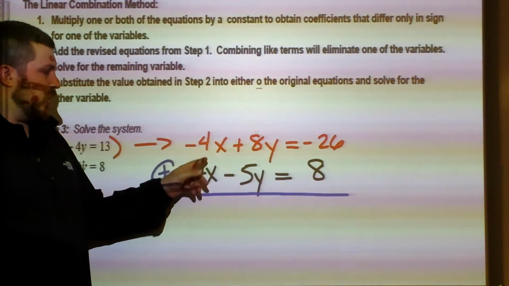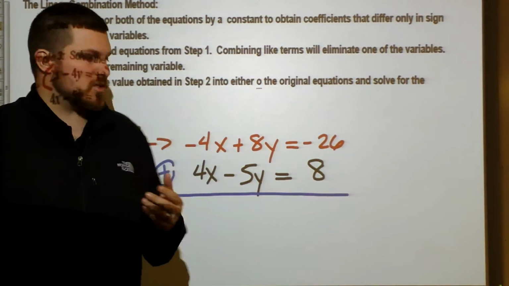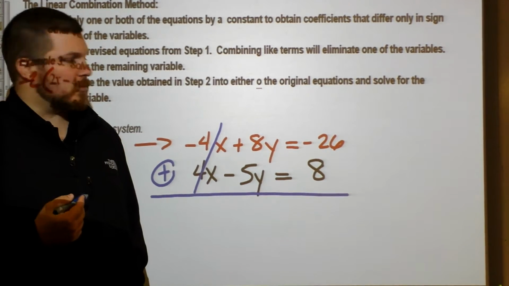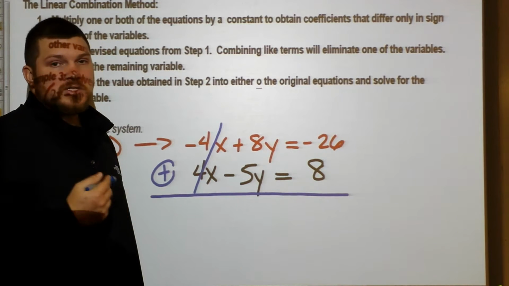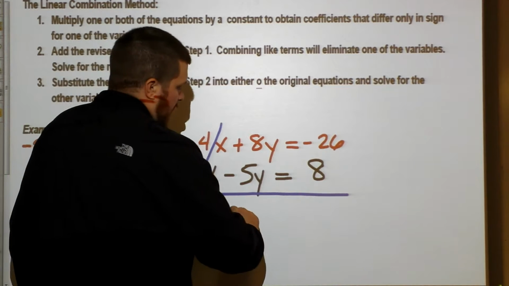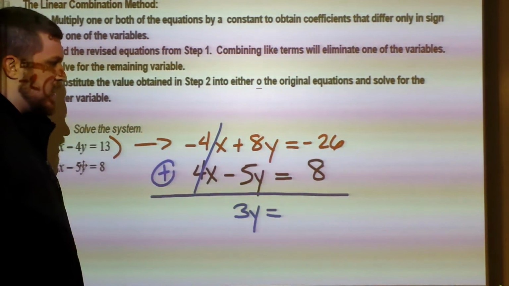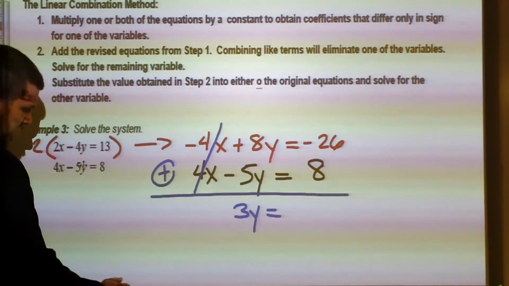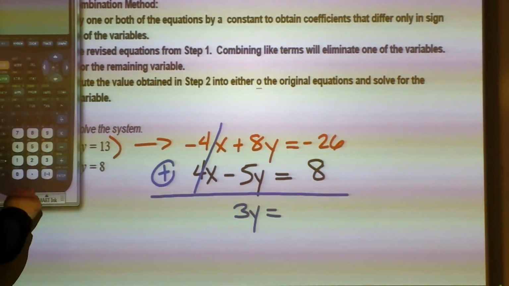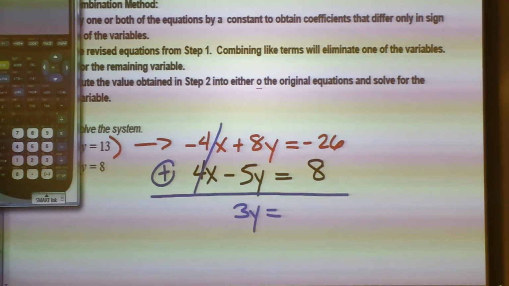So negative 4x and positive 4x, those are opposites. That's what I was talking about. Since they're opposites, when I add them together, they're going to cancel out. x is gone temporarily. Now all I have to worry about is the y. So 8y plus negative 5y is 3y. And negative 26 plus 8, well, that's a little bit bigger. I'm going to use my calculator, but I believe it should be 18. So let's just double check. And it is negative 18.